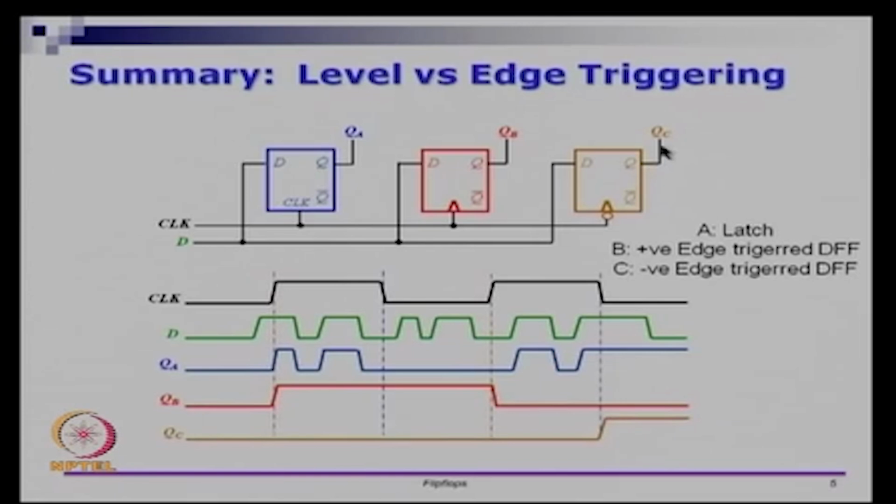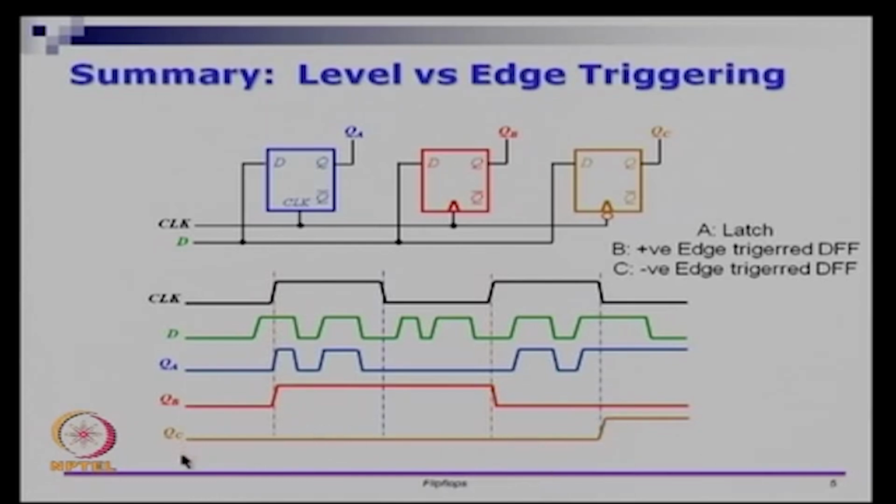QC is actually the output of a negative edge triggered flip flop. What this is going to do is look at the value of D when the clock is falling. When the clock is falling, the D input is 0, so it keeps 0. The next clock signal falling is here, at that point D is 1, so it rises to 1.